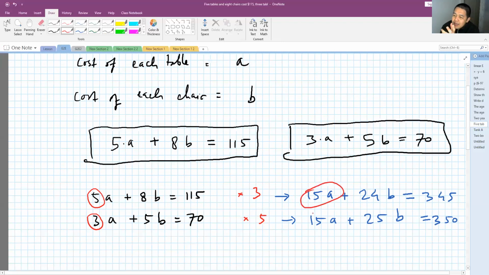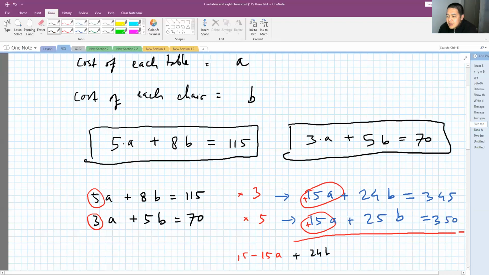Now I want to get rid of this, because you have positive 15A and also another plus 15A. In order to get rid of this, I will just subtract them. So basically 15A minus 15A gives you 0. And then you have 24B minus 25B. See, 24B minus this number, 25B, equals, we'll just write down the equal sign here, 345 minus 350.